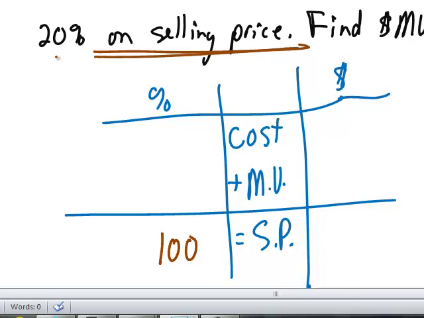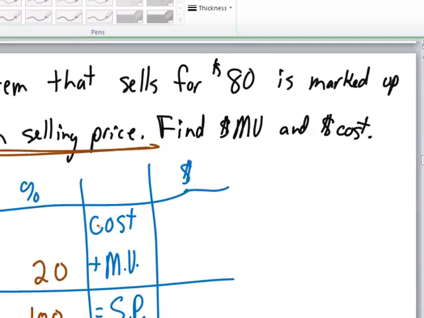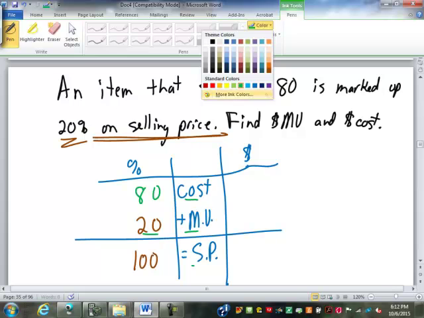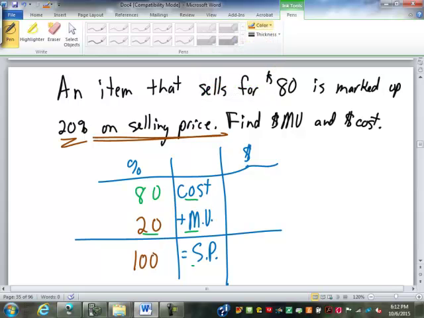The percent markup is 20%. That'll go here. That means the cost has to be what percent? 80%. Cost plus markup always has to equal selling price. 80 plus 20 equals 100. So the cost is 80% of the selling price. So now to the dollars, we have $80, which is what it sells for. That is the selling price, $80.